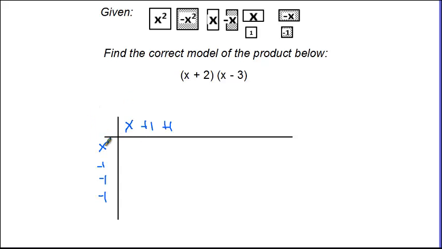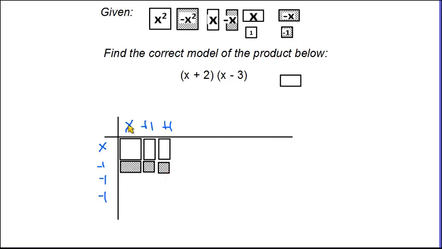So let's use our distributive property. X times x is equal to x squared, positive. X times 1 is positive x. Again, instead of using this, I'm going to use this representation of x. X times 1 is positive x. Next, negative 1 times x is negative x, and I'm going to use this representation. Negative 1 times positive 1 is negative 1. Negative 1 times positive 1 is another negative 1.